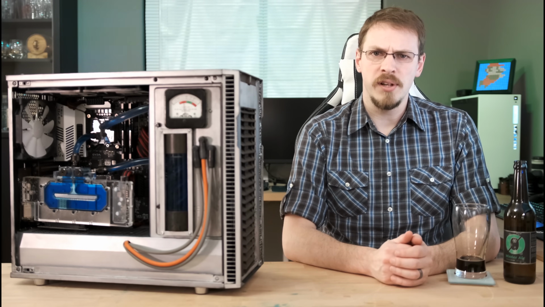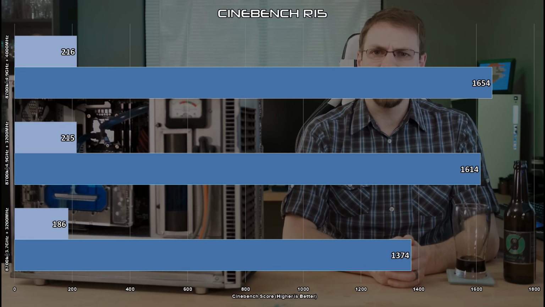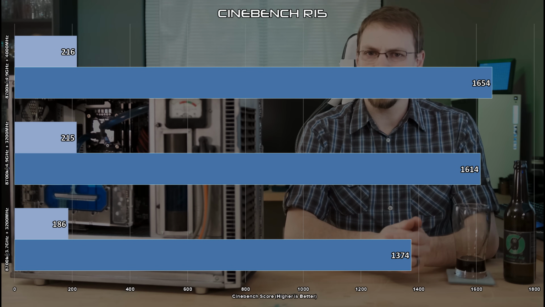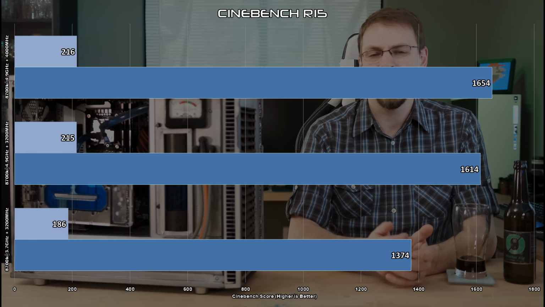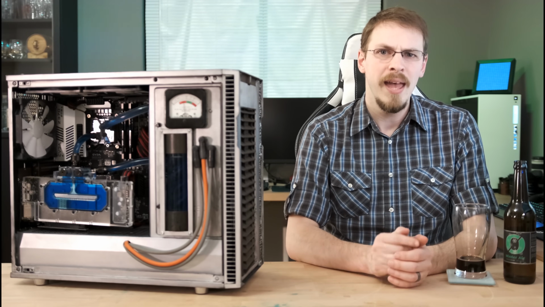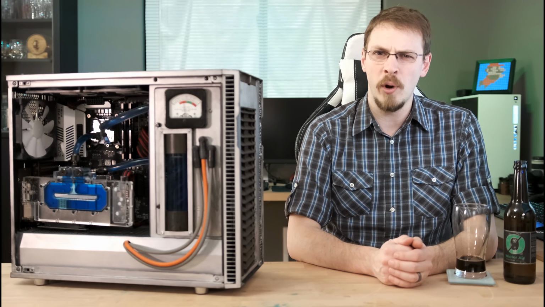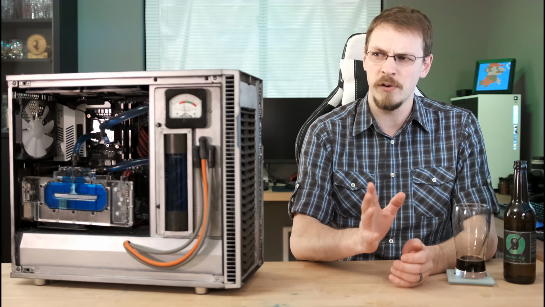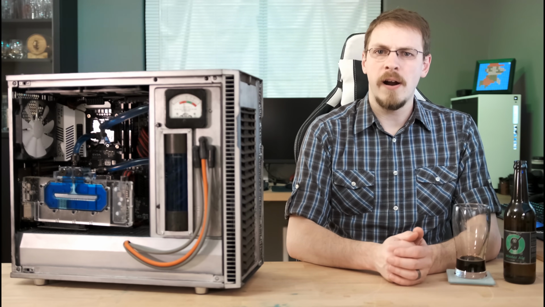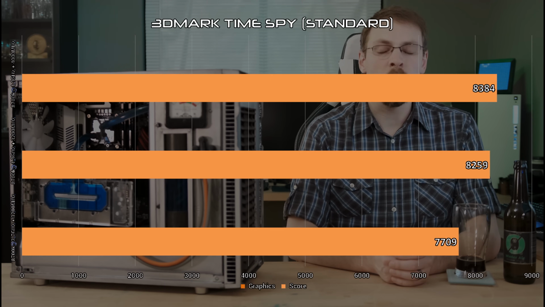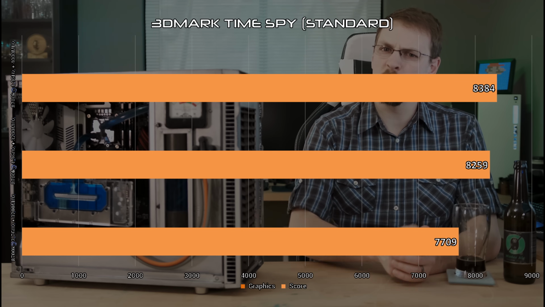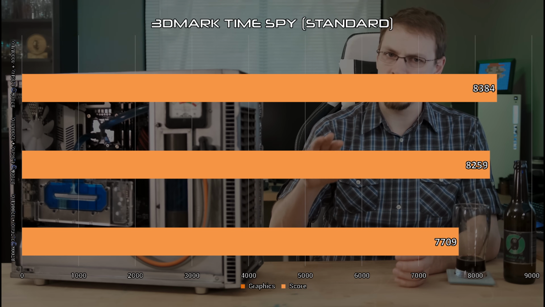Starting with our synthetic results, Cinebench R15 ran a 1614 multi-thread score with the 3200 megahertz kit and a 1654 with the 4000 megahertz kit. That's an increase of about 2.5%. However, in single thread, we only gained a single point from 215 to 216, or a difference of about 0.4%. 3DMark Fire Strike Ultra shows a 0.7% increase, and Time Spy shows a 1.5% increase, kind of splitting the difference between the single thread and multi-thread results from Cinebench.